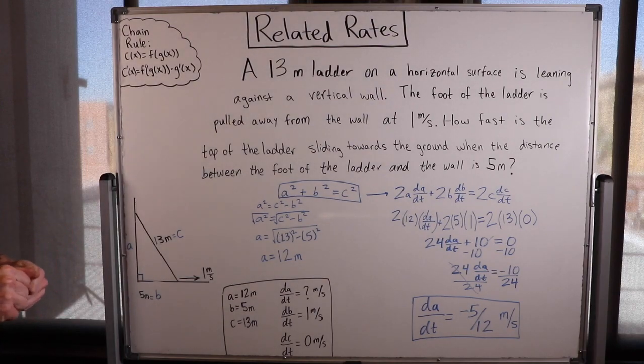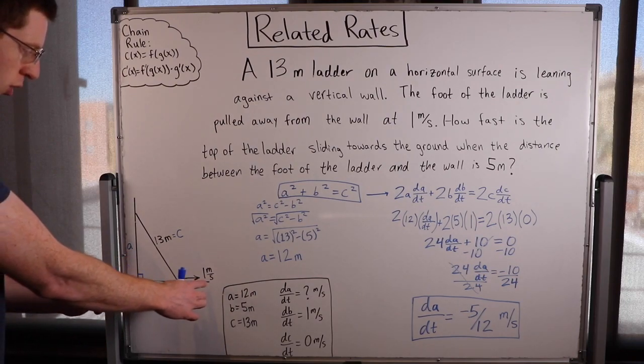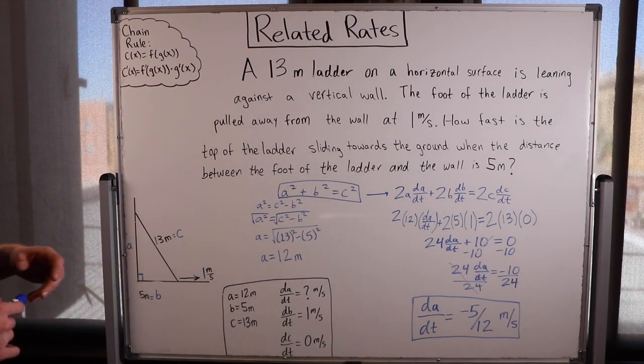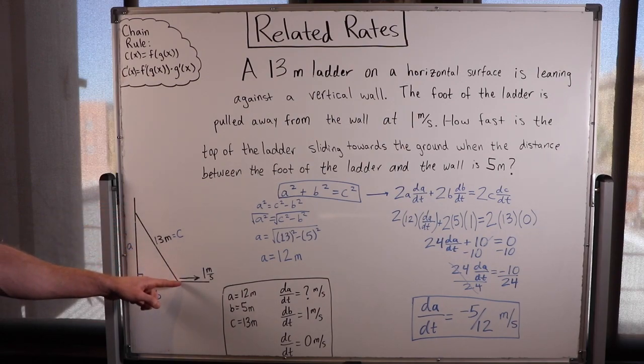And they say the foot of the ladder is pulled away from the wall at 1 meter per second. So here's the foot of the ladder, or the bottom of the ladder, and that's being pulled away from this vertical wall at 1 meter per second. And then they ask, how fast is the top of the ladder, right here, sliding toward the ground when the distance between the foot of the ladder and the wall is 5 meters.